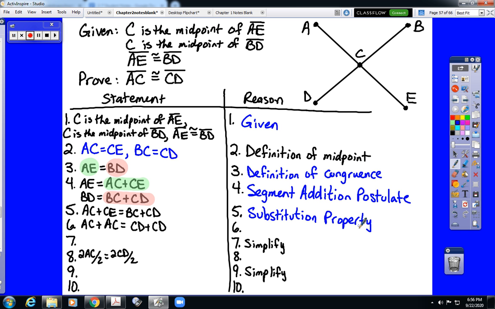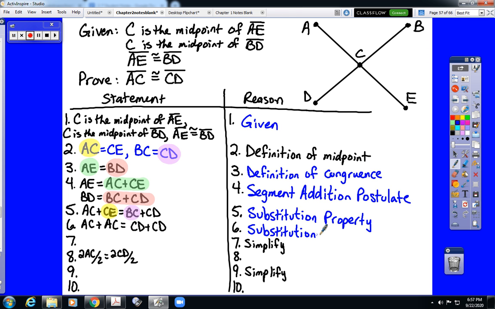Then, in step 6, they substitute again. This time, they take the fact that CE is equal to AC, and they replace CE with AC. So they're taking the equations from step 2 this time, and they're plugging those into step 5 to create step 6. So step 6 is also the substitution property.